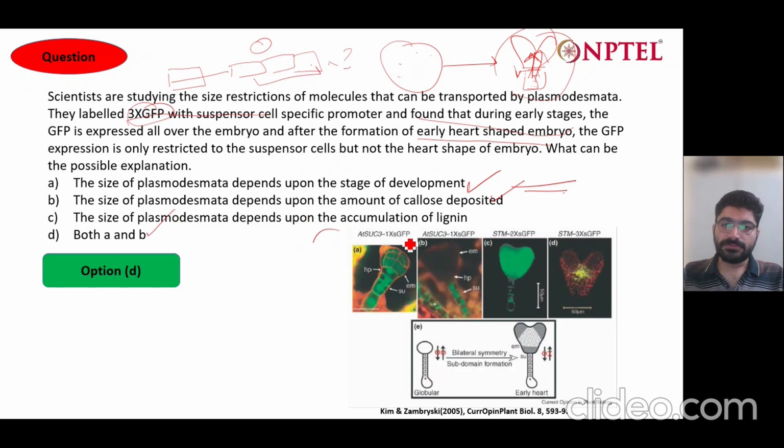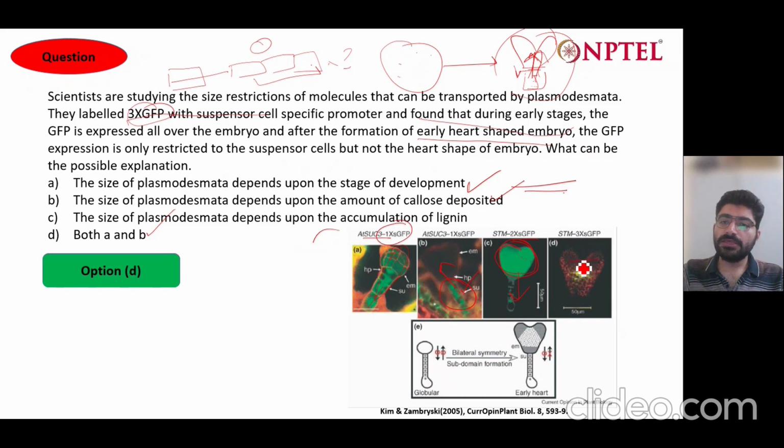And this is what I just explained. The scientists used a suspensor cell specific promoter with only one GFP. Here they saw that all the GFP molecules are distributed all over the embryo. But after some time, they found that this GFP is only localized to the suspensor cell and not moving to the heart shape of the embryo. And secondly, they saw that if we put two times GFP under this specific promoter, it stays only in the heart shape and does not move to the suspensor cell.